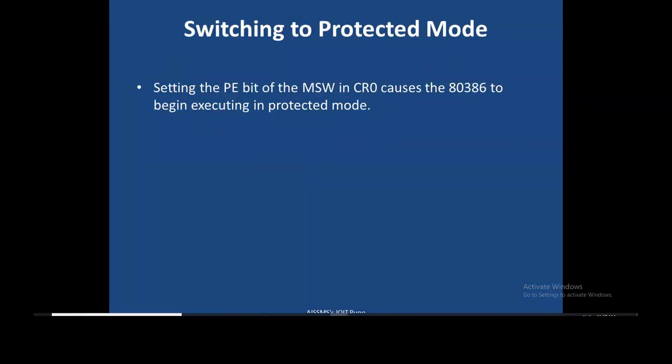Then the next step is what? Switching to protected mode. This is the last step. After initialization in real addressing mode, the processor is switched to protected mode. There is the PE bit, the protection enable bit in CR0, which we have seen. That bit is enabled to switch to protected mode. Once the processor switches to protected mode, the normal execution of the processor takes place.